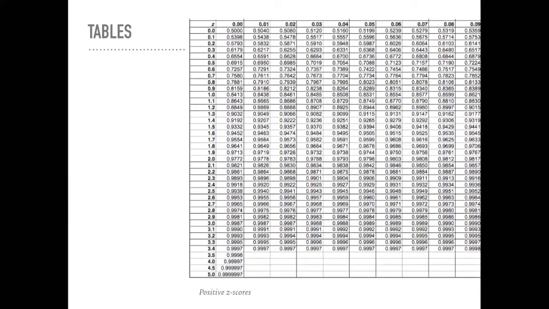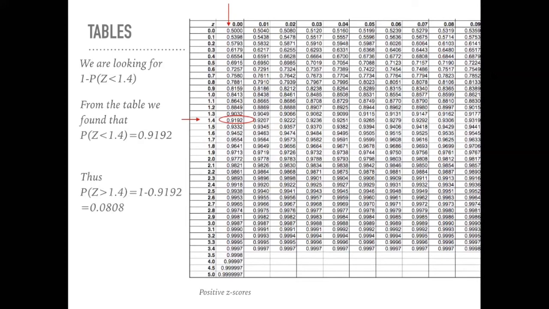So here's a distribution table that has all the positive z-scores. We are looking for 1 minus the probability z is less than 1.4. So 1.4, the next decimal place would be 0. So we're working in that first column of probabilities there. So there it is, 0.9192. And we're going to want to do 1 minus that value. So 1 minus that value gives us 0.0808. So the probability of scoring more than a 70 on the exam would be 0.0808.